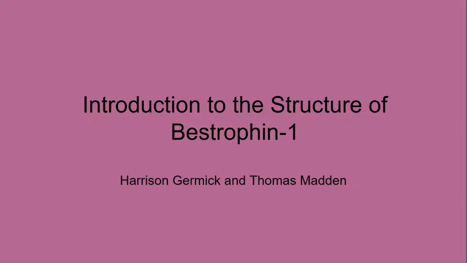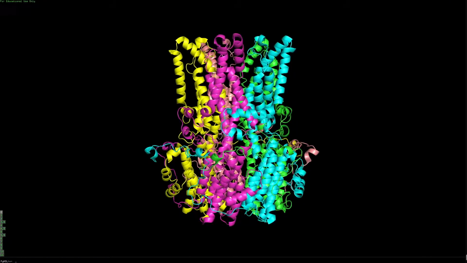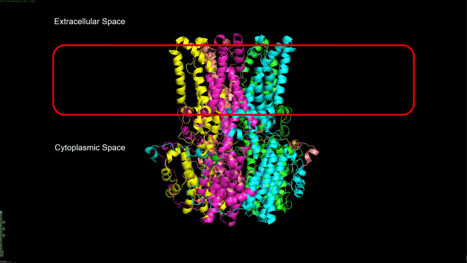First, we'll look at the calcium-free form. Bestrophin is a homopentamer, meaning that it is composed of 5 identical subunits, each indicated by a different color. Each chain consists of several hundred amino acids. We are looking at bestrophin from the plane of the membrane, which is here. Extracellular space is above, and cytoplasm is below.